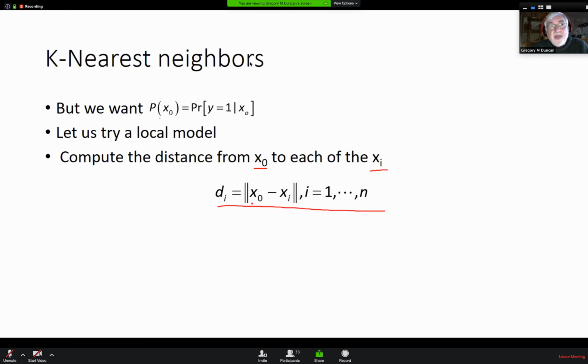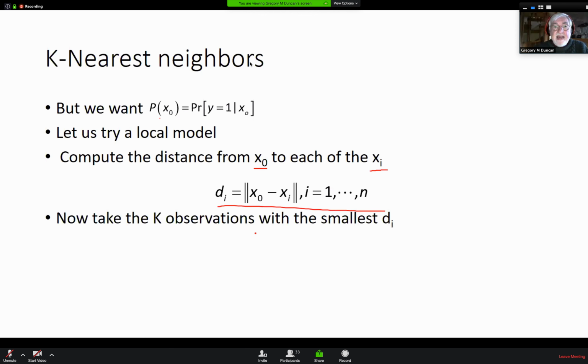But I could do something else. I could do the L1 difference. I could take the sum of the absolute values of the difference. I could do the L infinity norm. That is, I could take the maximum distance between them. The point is, I can compute a distance from each one of the x's to the x in question.